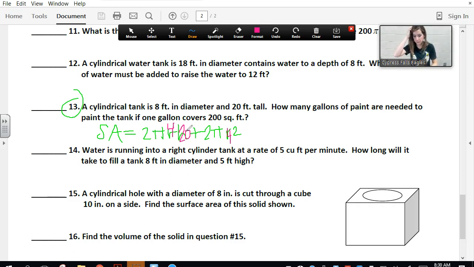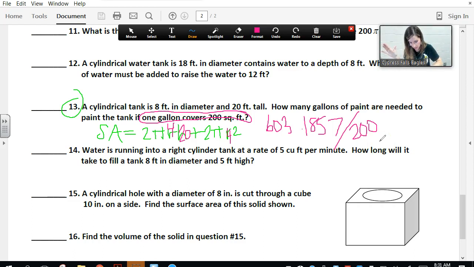And what do y'all get? 603.1. Yay, we got the same thing. Okay, I'm going to keep that number in my calculator. And what am I going to do with that number? Divide by 200. Love it. Each gallon covers 200. So a lot of times when you hear the word each, that means you are dividing. So we're going to keep the whole decimal in there. We're going to divide it by 200. Oops, and I multiplied it by 200. Awesome. And what do we get?